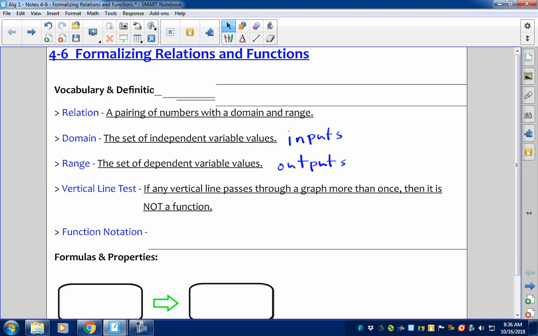What you'll do with the vertical line test is you'll be given the graph of a relation, just a set of points. They may or may not be connected on a graph. And you're asked to see, is there a vertical line that passes through more than one point of the graph of that relation? If there is, then it's not a function. If you cannot find a vertical line that passes through more than one point, then it is a function.